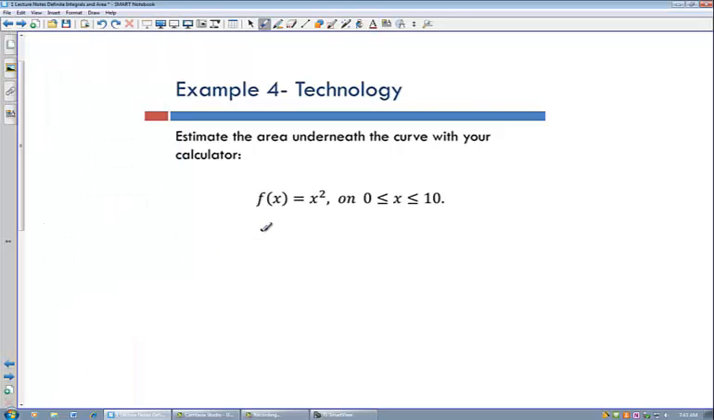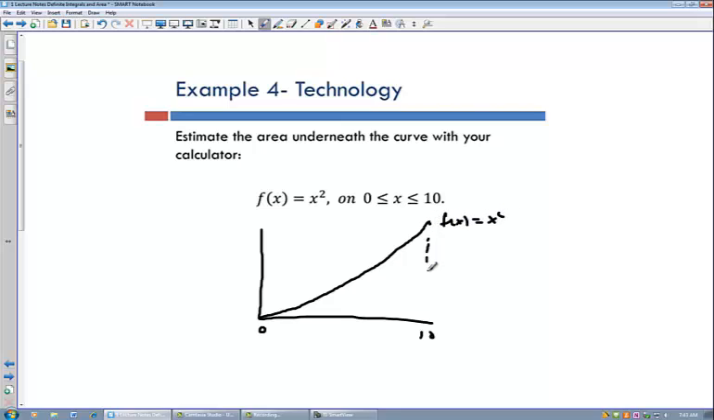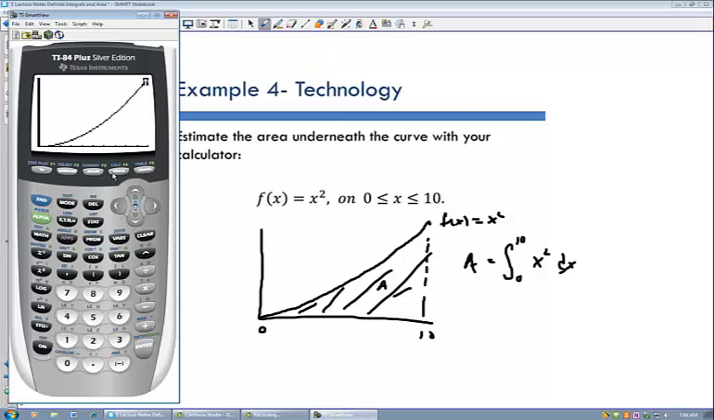So here's the graph. And so let me copy this down right here. 0 to 10. And the graph looks like this. This is the graph of f of x equal to x squared. And I'm trying to figure out what this area might be. So what is A? A is equal to the integral from 0 to 10 of x squared dx. And on my calculator, I can figure this out. If you hit second trace, it pulls up the calculate menu. Which one do you use to compute the integral? Hopefully you say, oh, number 7. So you can scroll down to number 7 and hit enter on it.